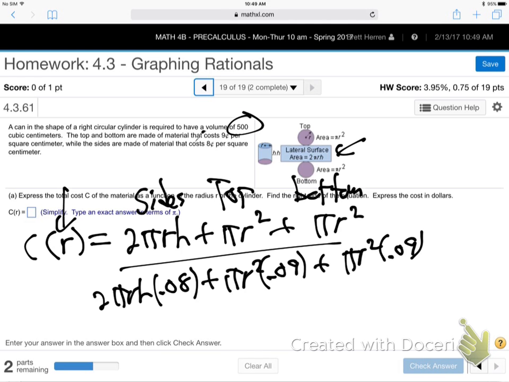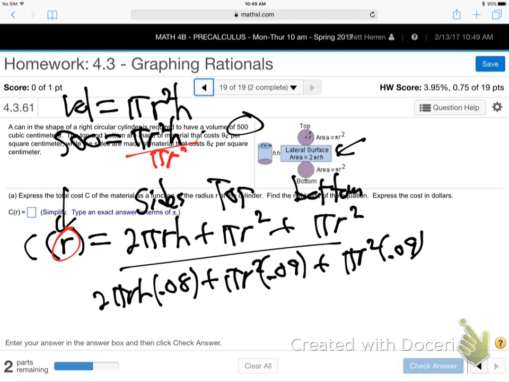Oh, you need to know volume, guys. I better do this before I let you go. What's volume of this shape? Pi r squared h. Pi r squared, circle on the bottom, times the height. Pi r squared h, that's the volume. So 500 is pi r squared h, right? Solve for h, because they want only r. Divide by pi r squared. So h is this. Plug that in for h, and that'll be your formula.